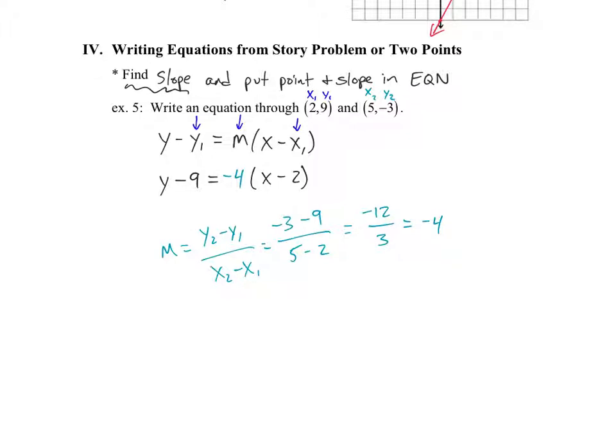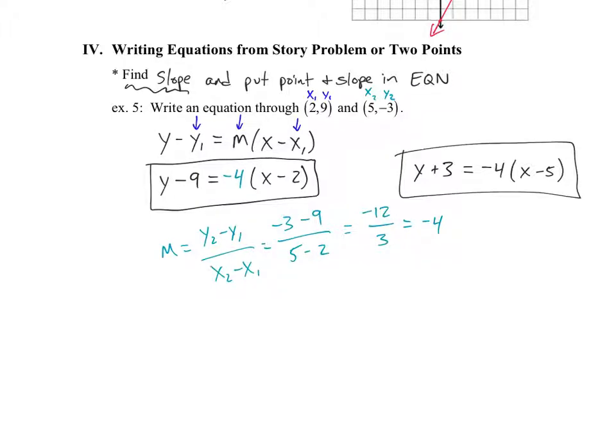If you wanted to go with the other equation, this would be the other equation that would work. It'd be y minus a -3, so y plus 3. Slope is still -4. And then x minus the x value, so x minus 5. So either one of those would work for answers for this one here.